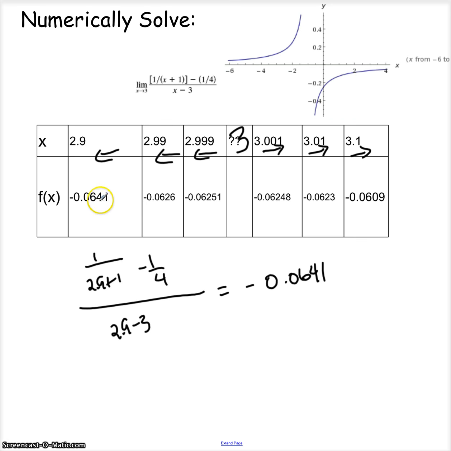Now it goes from 0.0641, 0.0626, 0.06251. What does this appear to be approaching? As we come from the left, it appears to be approaching 0.0625. We'll see. Let me take it from the right.